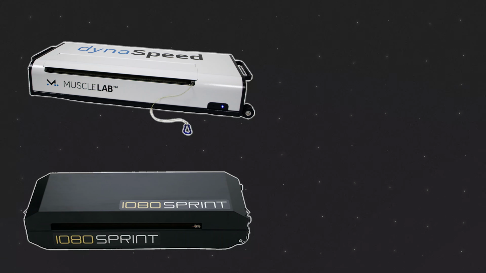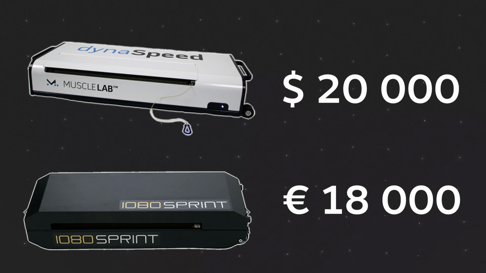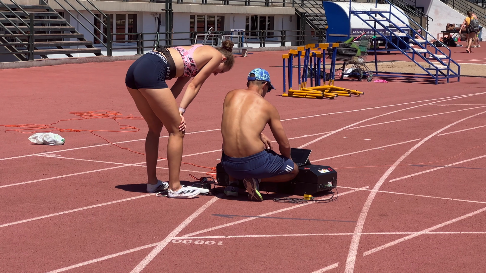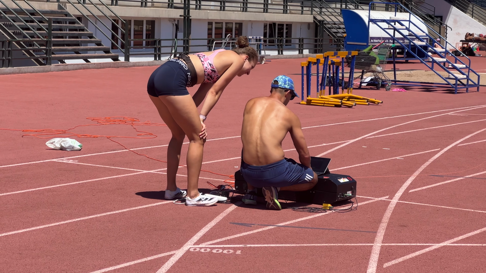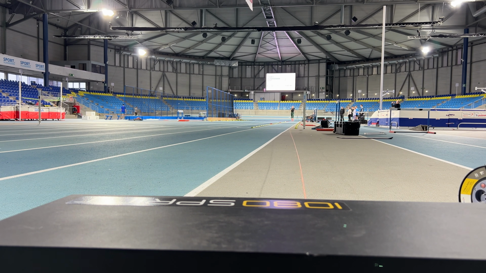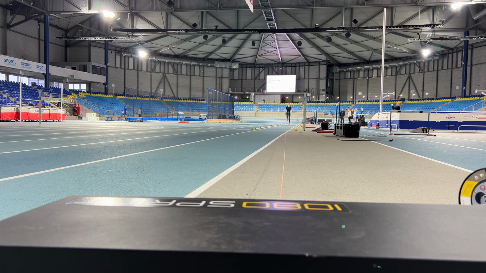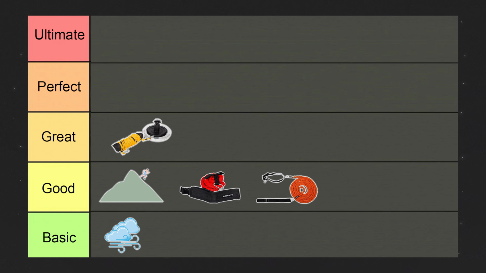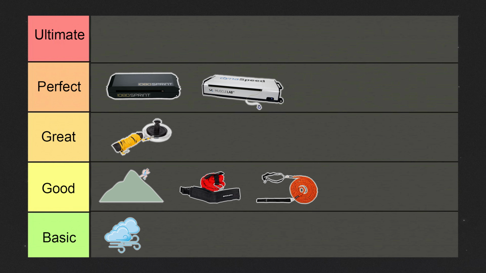The main downside here is the price, which comes in at around $20,000 at the time of recording, depending on where you look. Besides that, the athlete won't be able to operate this device on his or her own, so a coach will always need to be present. Because this tool lets you do accurate and repeatable assisted sprints, and the fact that you can get so much valuable data out of it, like step length, frequency, peak velocity, and much more, we put them in the perfect category.